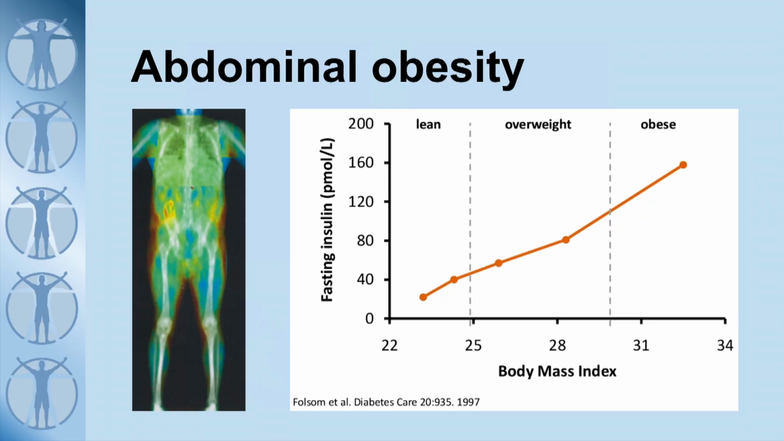This is a DEXA scan of one of my patients. And what you can note is that there's this yellow here. This is fat. This is a pattern of abdominal obesity. This is the bad stuff. This is the stuff that's associated with risk of heart disease. And we also know very clearly that as your level of insulin goes up, there's a strong correlation with increased body weight. So insulin is implicated in obesity.